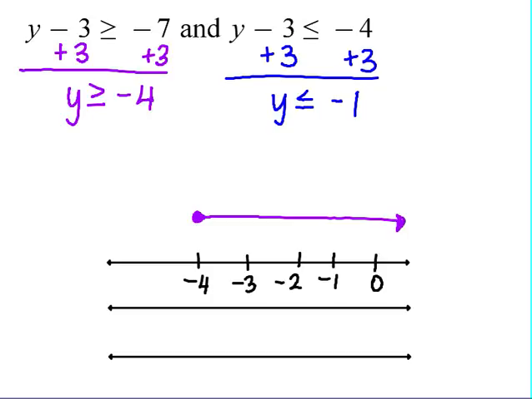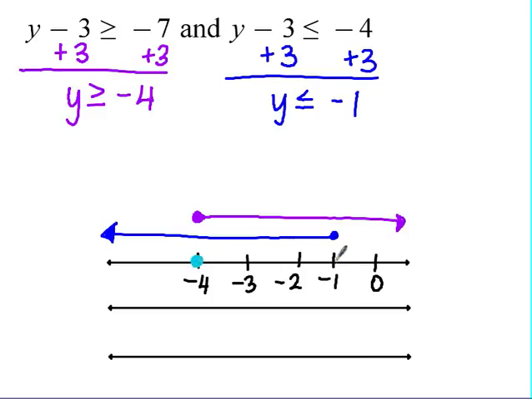So let's look at the next one. Y is less than or equal to -1. What type of dot at -1? And which way am I going to shade? To the left. So now what's going to happen is on the number line that I have labeled, I'm going to put my final answer. What can you tell me my final answer is going to look like?